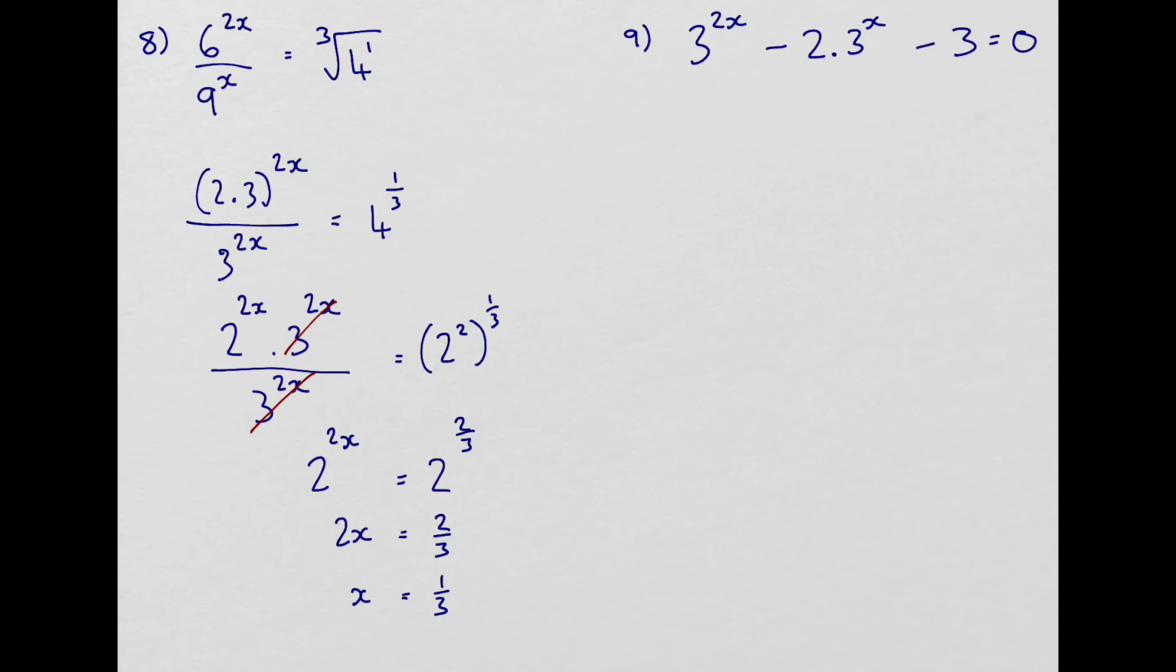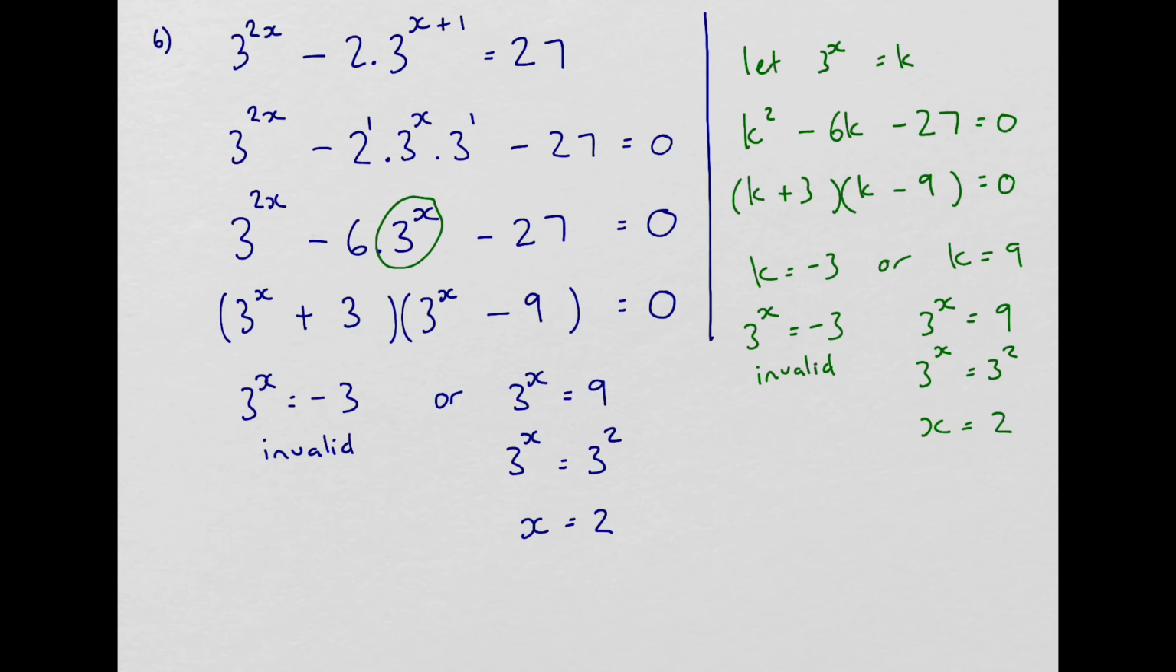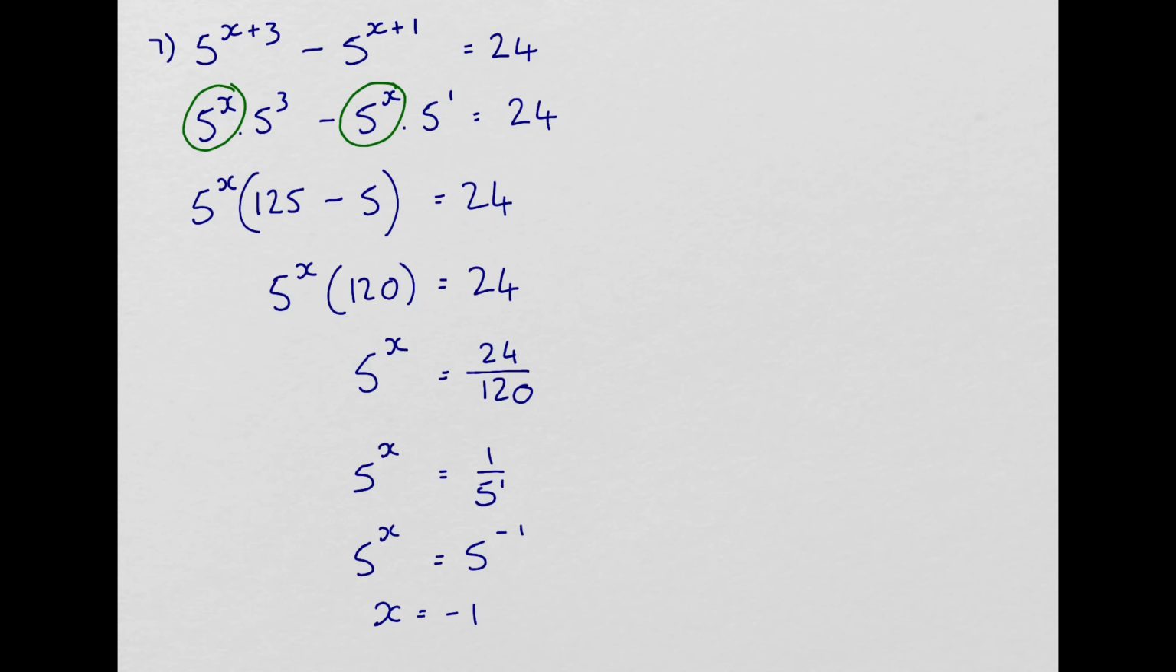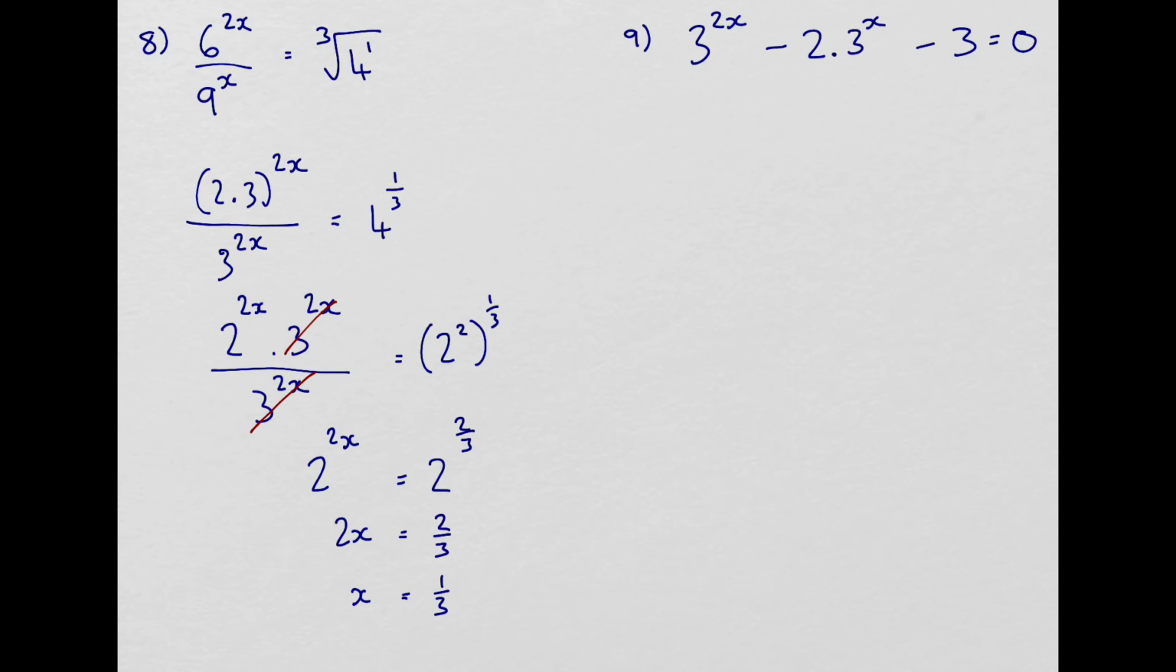Question 9 is very similar to question 6, but I'm going to do it in a slightly different way, without using substitution. We can show the first term as 3 to the power of x all raised to 2, so that you can clearly see that it's a square. And then we've got minus 2 times 3 to the x minus 3 equals 0.